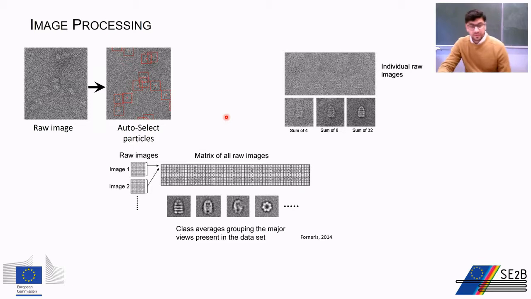Again, I will explain the image processing with an example. So this is the raw image, and you select the individual particles from raw images. You extract the particles and you sum all of these particles. For example, this is the sum of 4, 8, and 32 particles, and the more particles you sum together, the better the resolution gets. So you sum up thousands of particles together to get all the views of a protein molecule. For example, top view, side view, and tilted views.